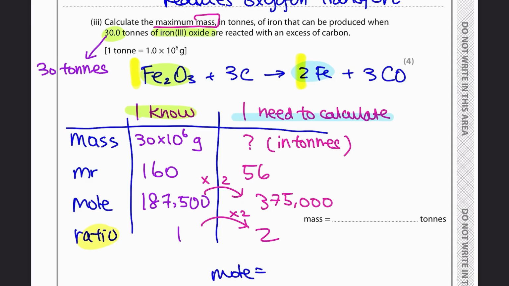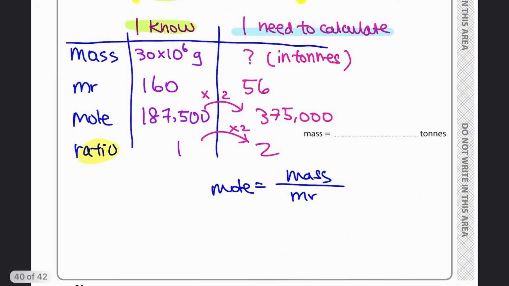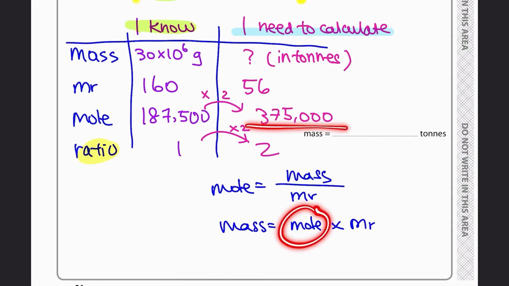Okay, so now that I've got mole and Mr., do you remember our equation? Mole is equal to mass over molar mass, right, Mr.? And since I'm trying to find the mass here, I better put that as the subject. So mass is equal to mole times molar mass. And the mole in this case is 375,000.